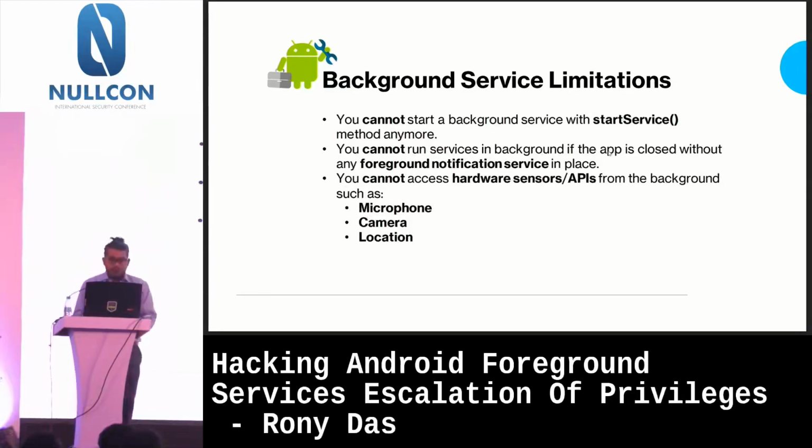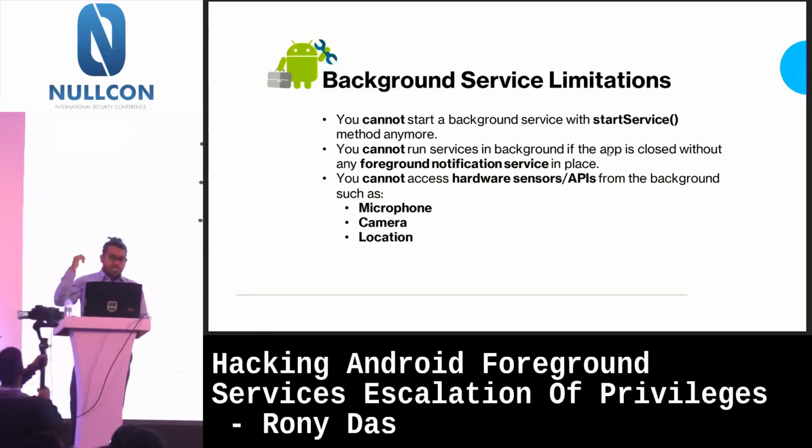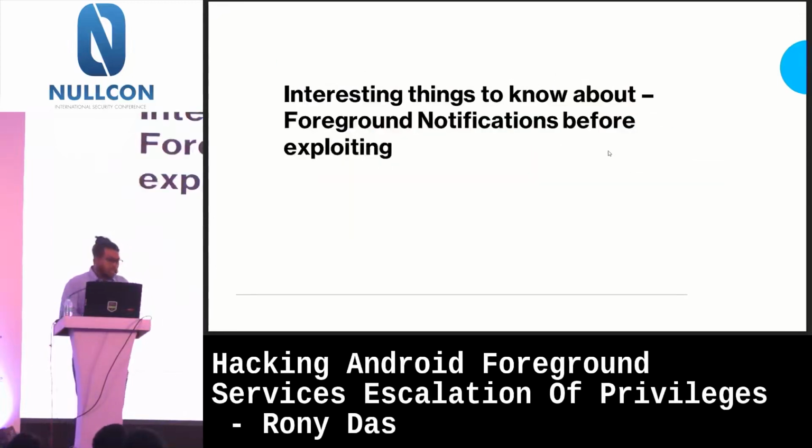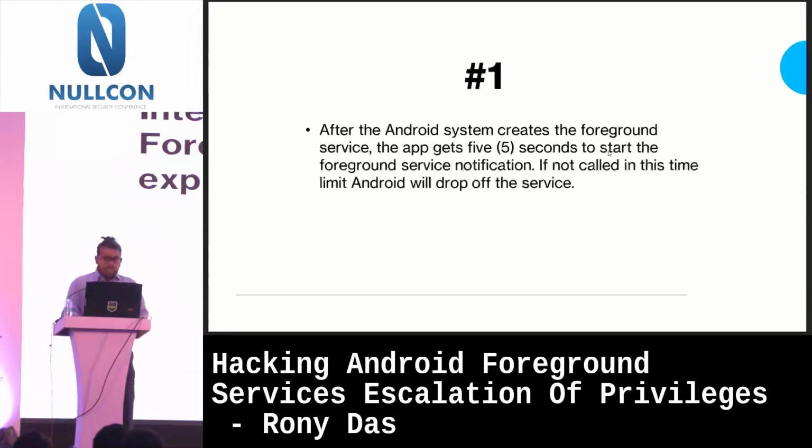To bypass that, you have WorkManager and other workers you can use, but there is a limitation of 15 minutes, where you have to wait 15 minutes to call your next work. But there's a bypass for it. We'll discuss this later in another talk. Also, even when you close the app, you cannot access the microphone, camera, and location from the background without having a foreground notification in place. So there is no background work allowed in the Android 8 update. And there are some very interesting things to know about foreground notifications before exploiting them. So we'll jump into that.